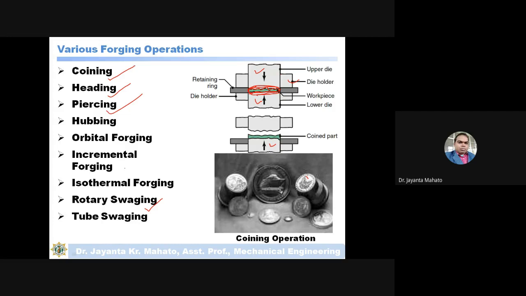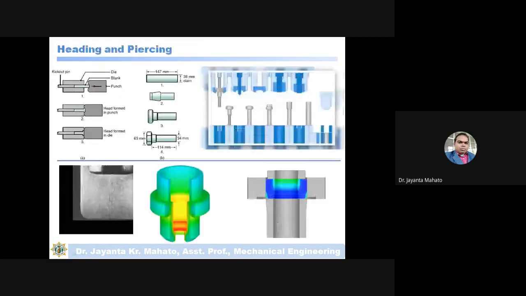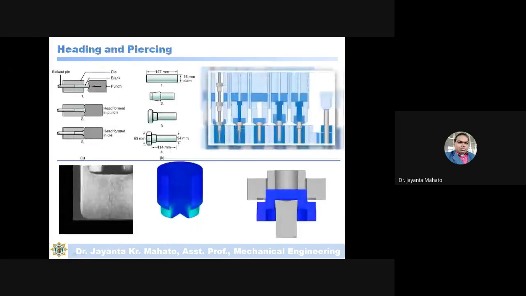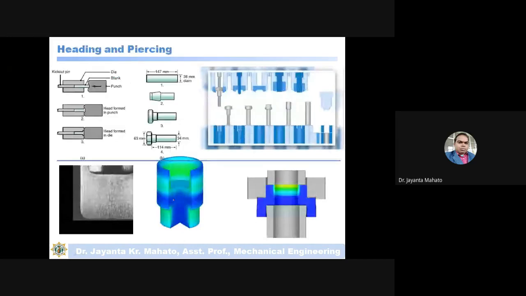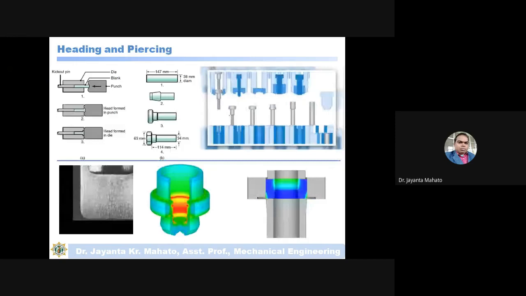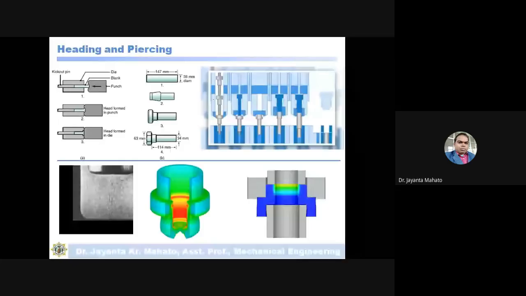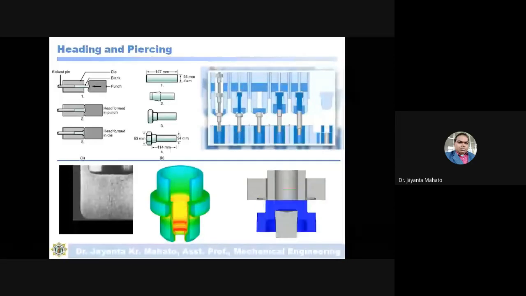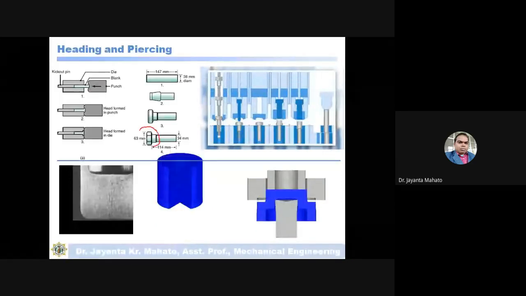So this is actually the heading or piercing process. Just see this animated view. Heading means making a head, making a desired shape at the top of the product. Yes, just making a bolt. To make this type of shape at the end of the product, these operations are performed sequentially.